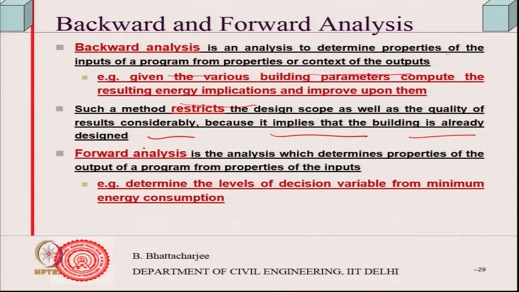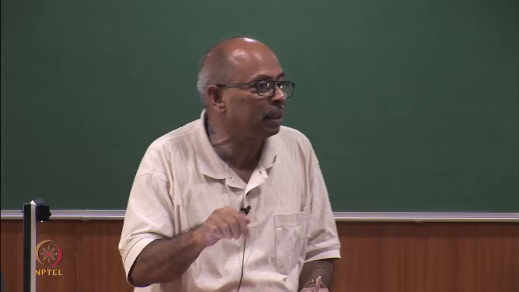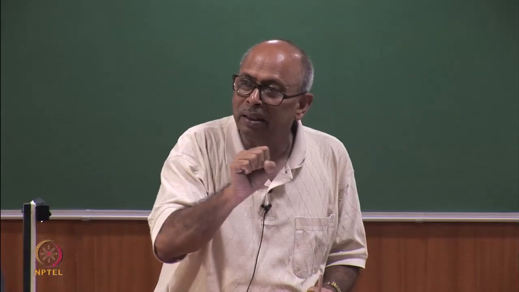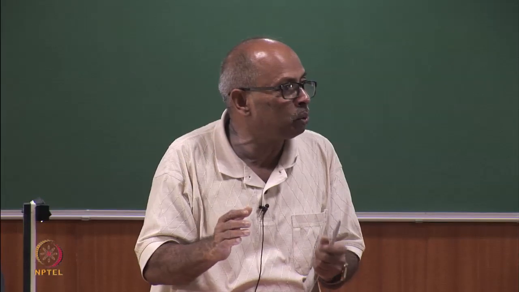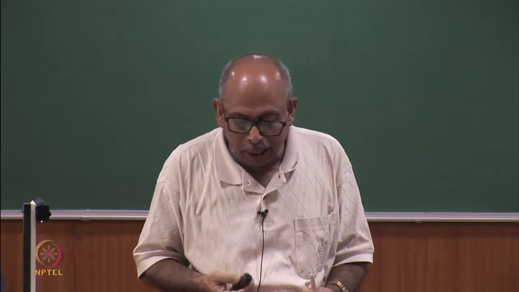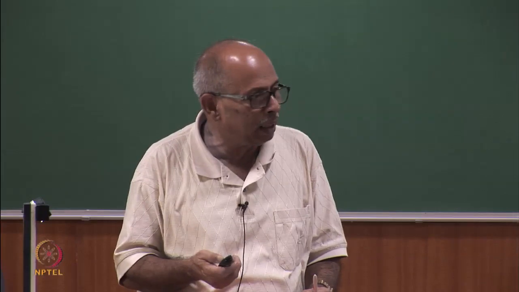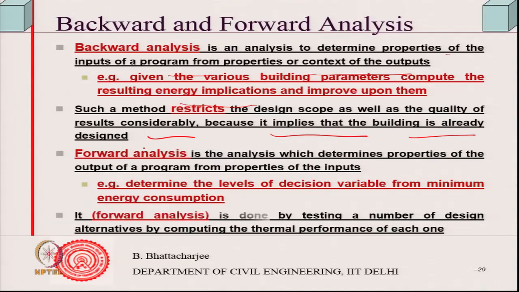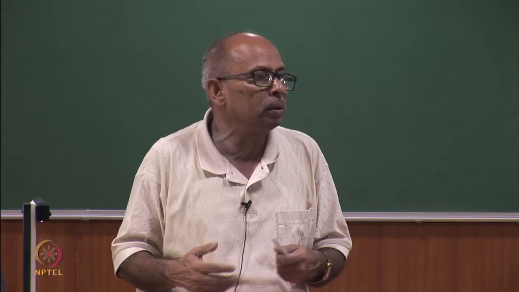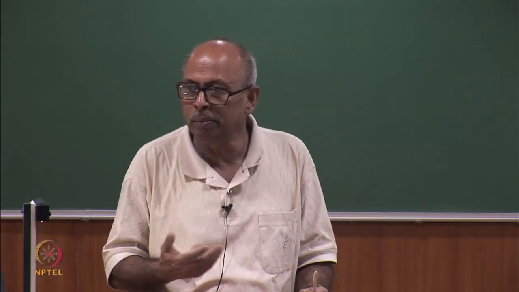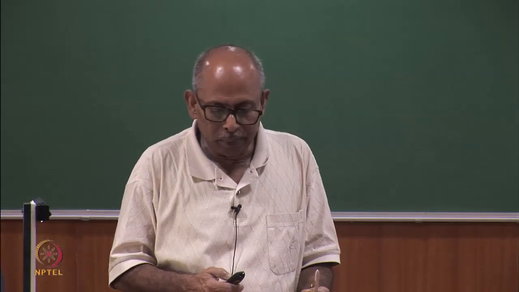That means, determine the levels of decision variable for minimum energy consumption in this context. Minimize the energy consumption and find the values of the decision variables, or what type of wall I should choose. That is what is forward analysis. Such a forward analysis process would always require testing a number of design alternatives and computing the thermal performance of each one, to find out the best. So that if you can build it into an optimization problem, that becomes much better.